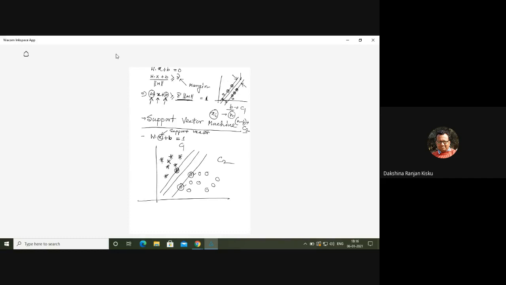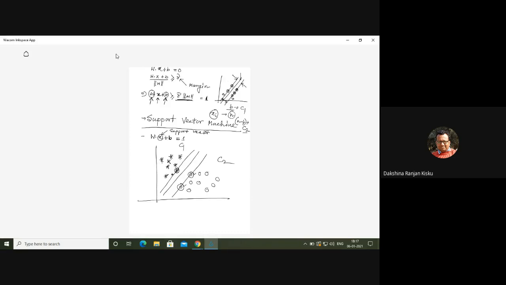depending upon the position of these support vectors, we have designed this classifier. The hyperplane is placed somewhere over here so that the margin is maximized, and all the feature vectors of the samples from class C1 and C2 will be found at the safest distance from the boundary of the hyperplane. Safest distance means it is not found near the boundary.